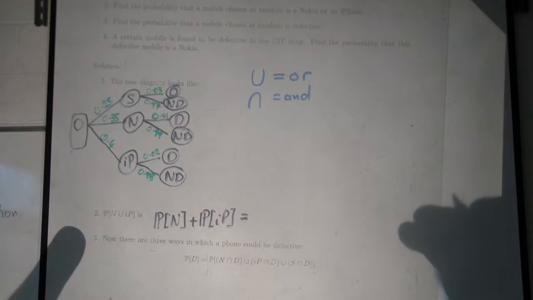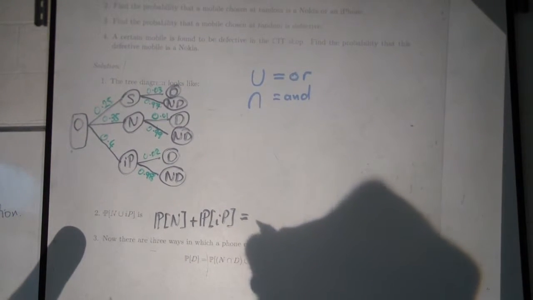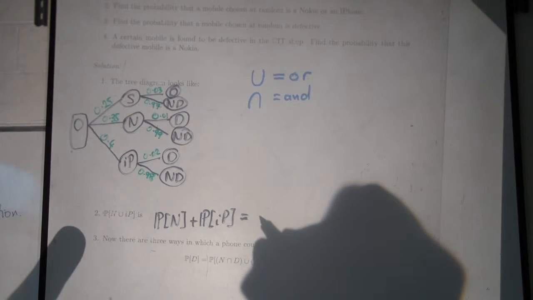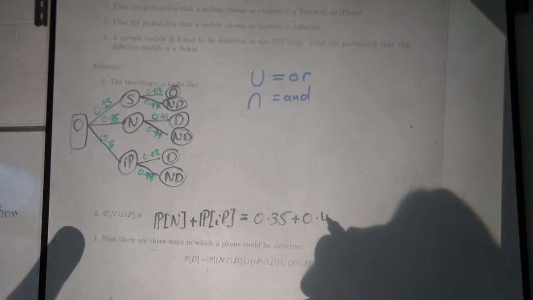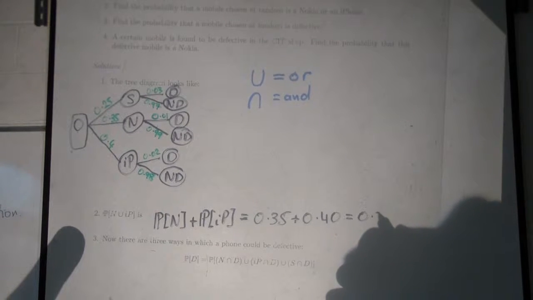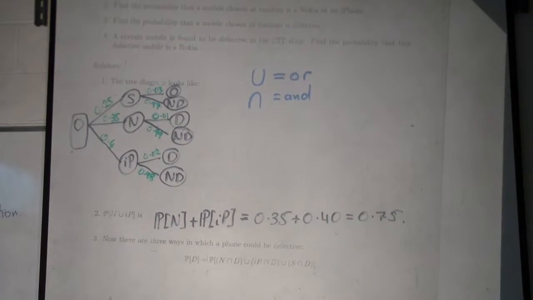Given that you have a random phone, what's the probability of a Nokia? 35%. And the probability of an iPhone? 40%. So altogether, 75%. 0.75. 3/4 of the phones are Nokia or iPhone, so the probability that a random phone is Nokia or iPhone is 0.75. Okay. Next question.